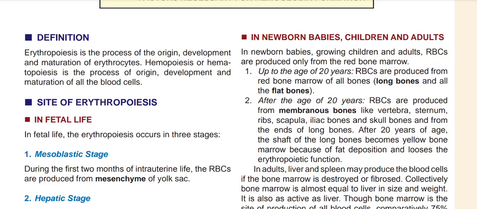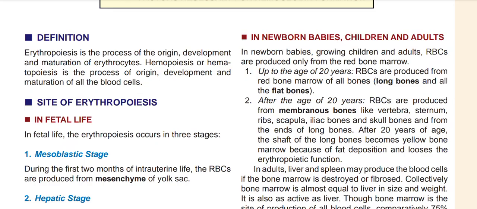What is this term? This is the process of origin, development, and maturation of all the blood cells. So don't confuse hemopoiesis or hematopoiesis with erythropoiesis. Erythropoiesis is specifically the process of origin, development, and maturation of erythrocytes, and hemopoiesis is in general the process of origin, development, and maturation of all blood cells. So I think you have cleared this concept.